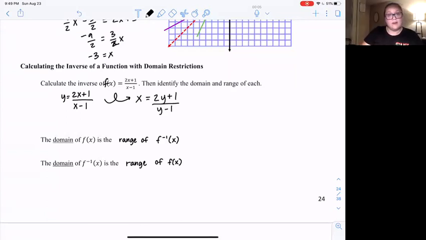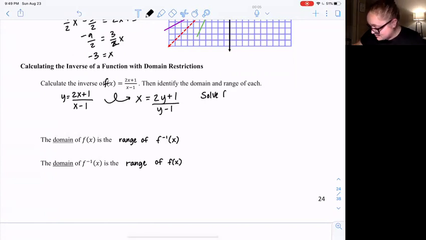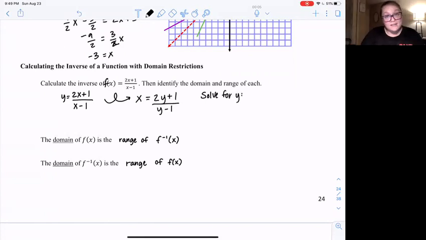Okay, now I'm going to pause this. This is a little tricky one. This is a fun little algebra challenge for you guys. We're going to try to solve for y. That's the goal here. So go ahead and solve for y, and I'll meet you back here.